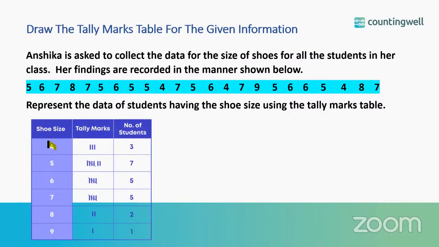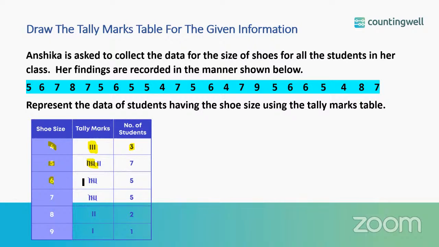Okay. 4 is occurring 3 times. So you have to put 3 marks here. So 3 vertical lines. It will show you 3 students having shoe size 4. So this is how we represent the data in tally marks. Then shoe size is 5. The number of students or the frequency is 7. So we have a set of 5 here shown by a tally mark. As shown here, we have 4 vertical lines and one slanting line from left top to the right bottom.